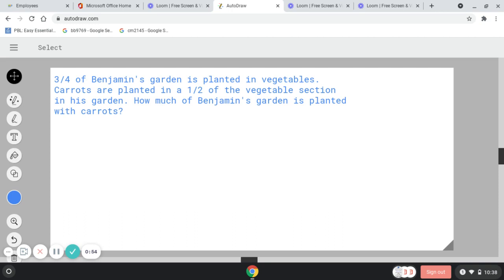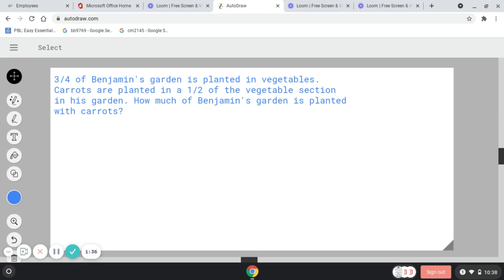So I'm just going to give you guys a few moments to think about that. What's the situation going on in this problem? What is happening? Okay, great. So the situation going on is Benjamin has a garden. It's a beautiful thing to have a garden. But within this garden, he has vegetables. So some of his garden has a vegetable section. And within that vegetable section, looks like he has some carrots in there. So he has a garden. Some of that garden has vegetables, but within those vegetables, some of those vegetables are carrots.